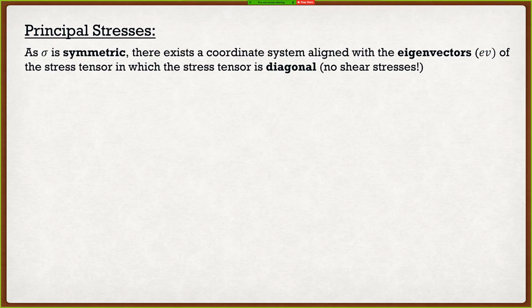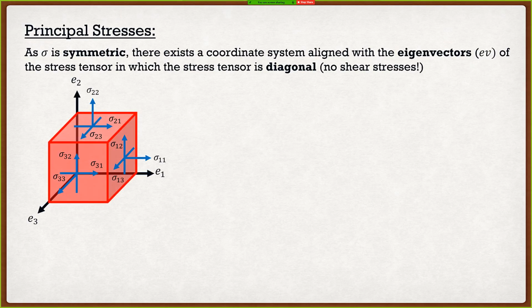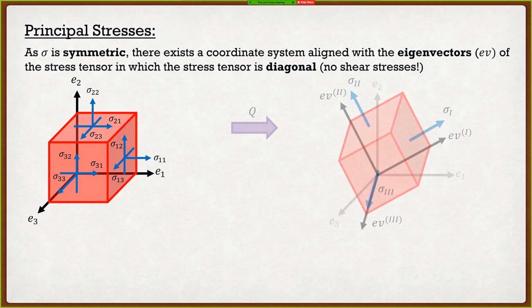All right, so principal stresses. This is, again, something that you have seen a lot if you're dealing with finite element programs. Basically, we said that if our tensor is symmetric, there exists a coordinate system aligned with eigenvectors of a stress tensor in which the stress tensor is diagonal. I called this diagonalization in the last lecture. Basically, what this means is if I have a cube and I have all these stress components, I can actually rotate this cube to the point where there are no shear stress components. If we look at the cube on the right-hand side, there's no more shear. It's all those longitudinal or normal stresses.